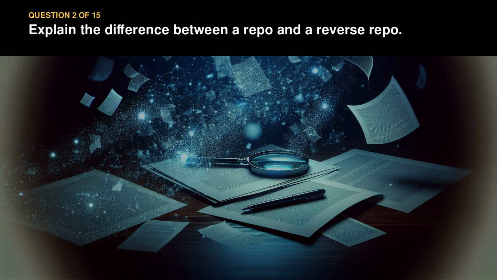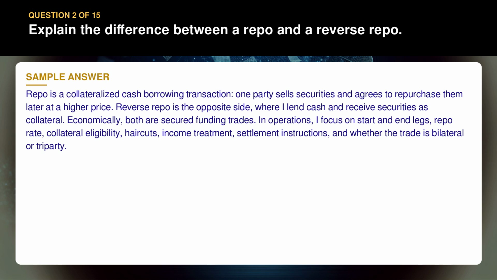Question 2. Explain the difference between a repo and a reverse repo. Repo is a collateralized cash borrowing transaction. One party sells securities and agrees to repurchase them later at a higher price. Reverse repo is the opposite side, where I lend cash and receive securities as collateral. Economically, both are secured funding trades. In operations, I focus on start and end legs, repo rate, collateral eligibility, haircuts, income treatment, settlement instructions, and whether the trade is bilateral or triparty.